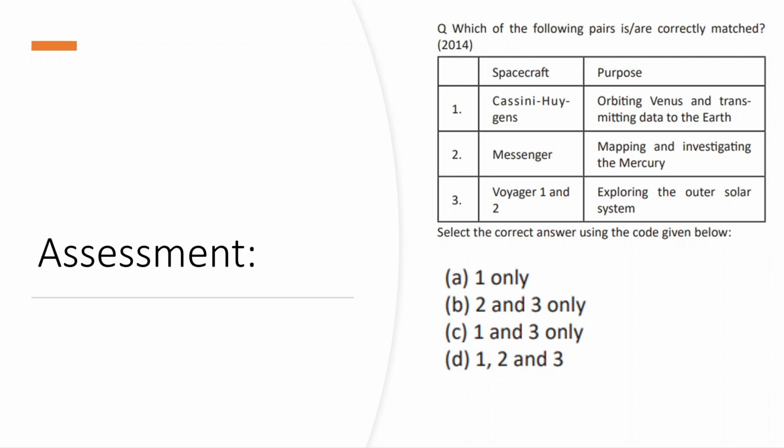And similarly, Voyager 1 and 2 were NASA missions that launched in 1977. They are still in space today and are the farthest human-made objects in space. Right, so option 3 is also correct. So B will be the right answer, that is, 2 and 3 only are correct.